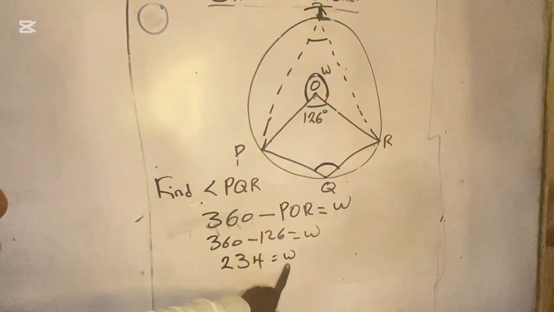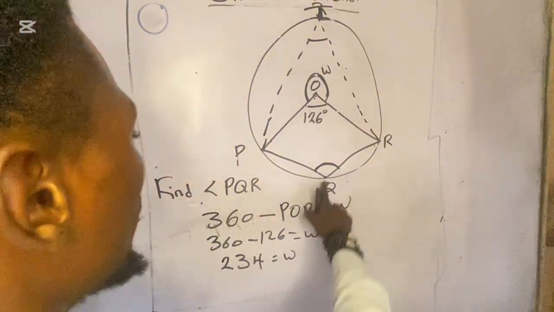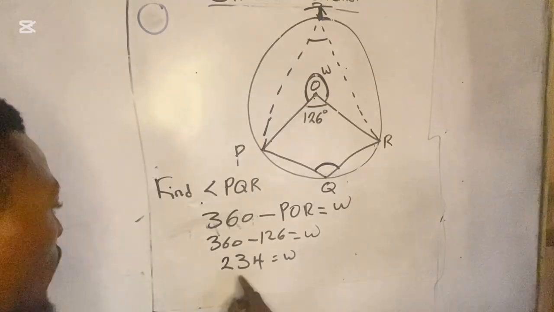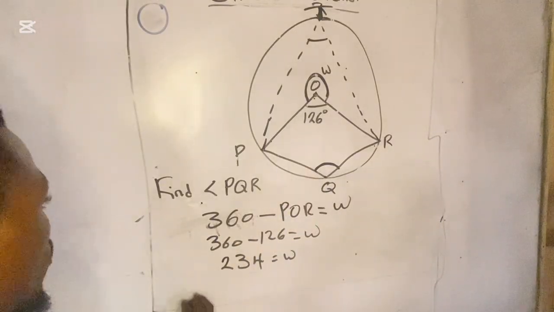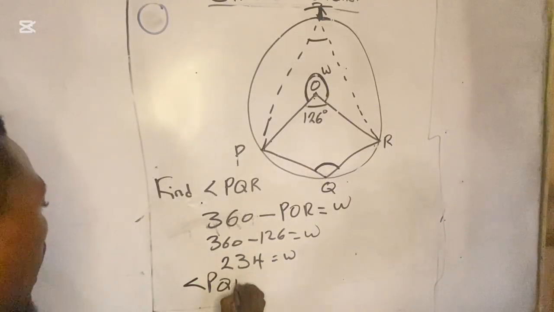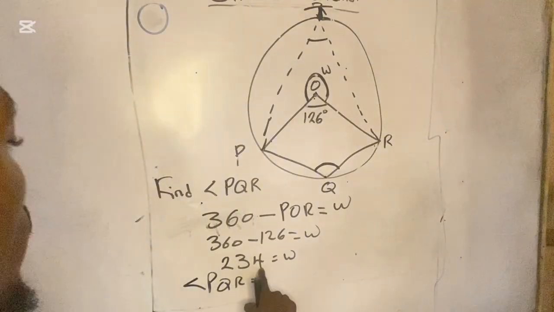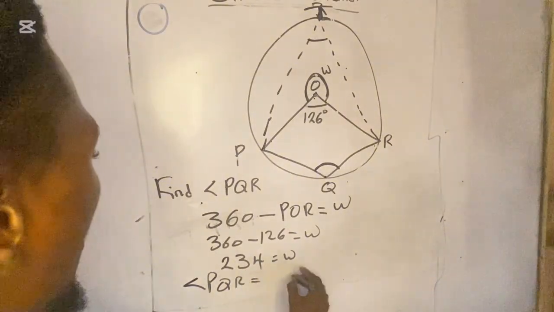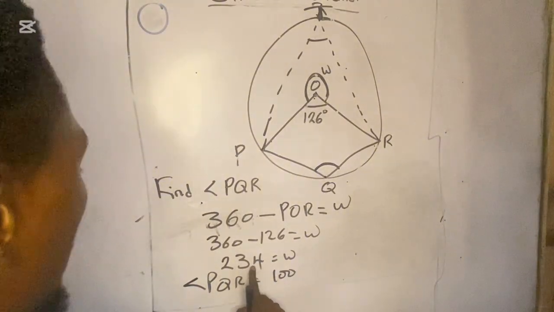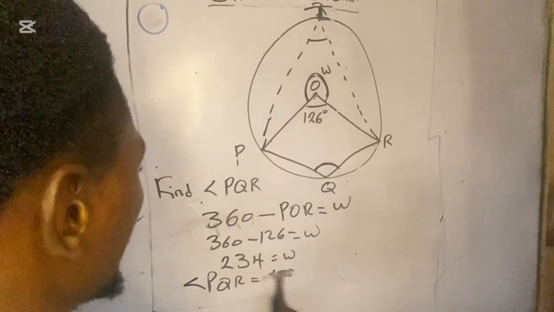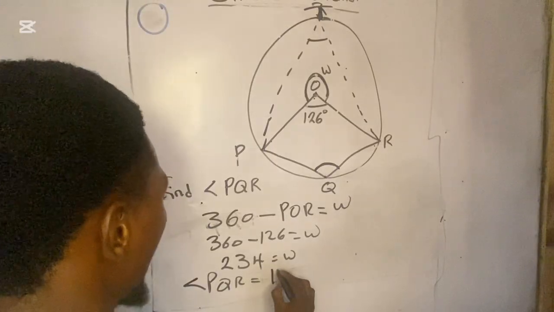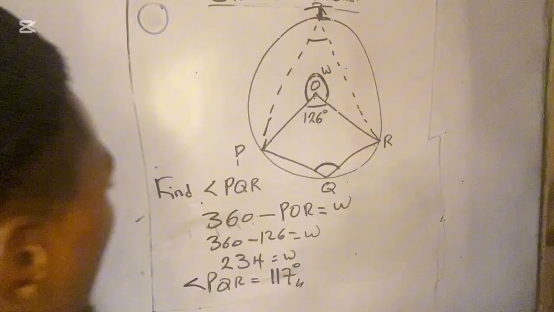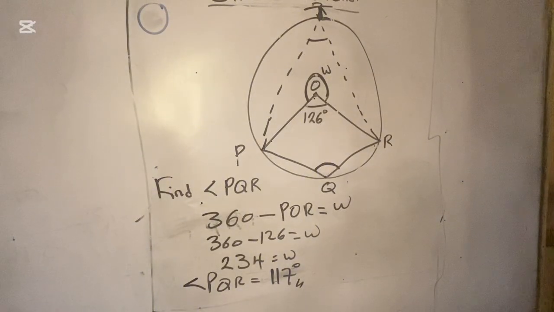Now that's not my final answer. Our final answer is half of this 234. Then the half is going to be angle PQR. Half of 200 is 100. Half of 34 is 17. 100 plus 17, that's 117. 117 degrees. And that's the angle PQR.